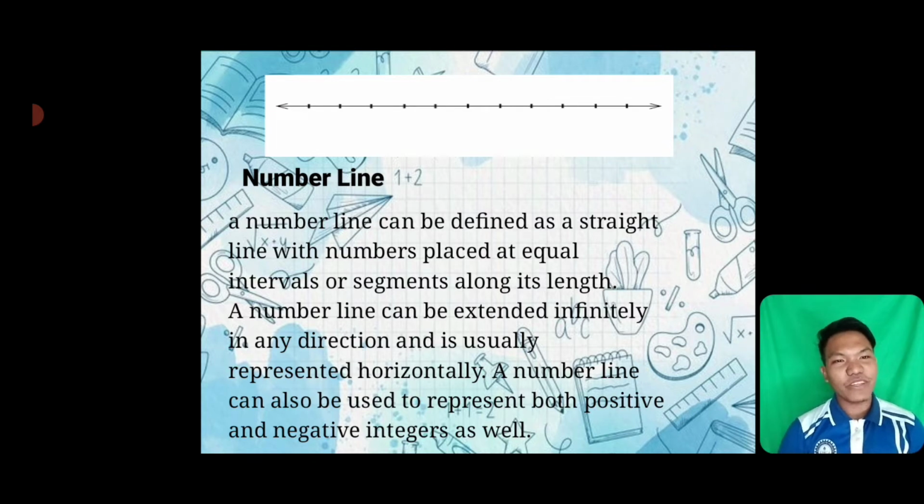Okay, a number line can be defined as a straight line with numbers placed at equal intervals or segments along its length. And also, it is extended infinitely. As you can see on the number line, it has an arrow that can be extended infinitely. Okay? Do you have the knowledge of what integers and the number line are? Very good. Now, let's proceed.